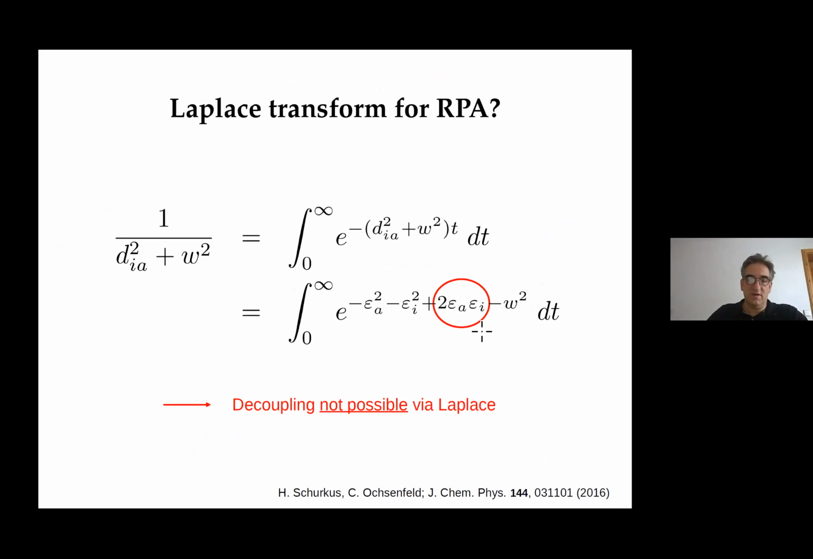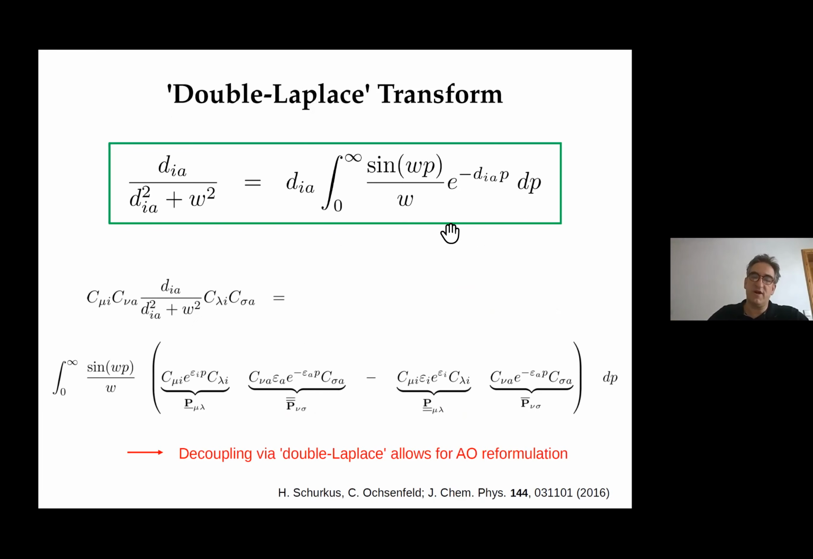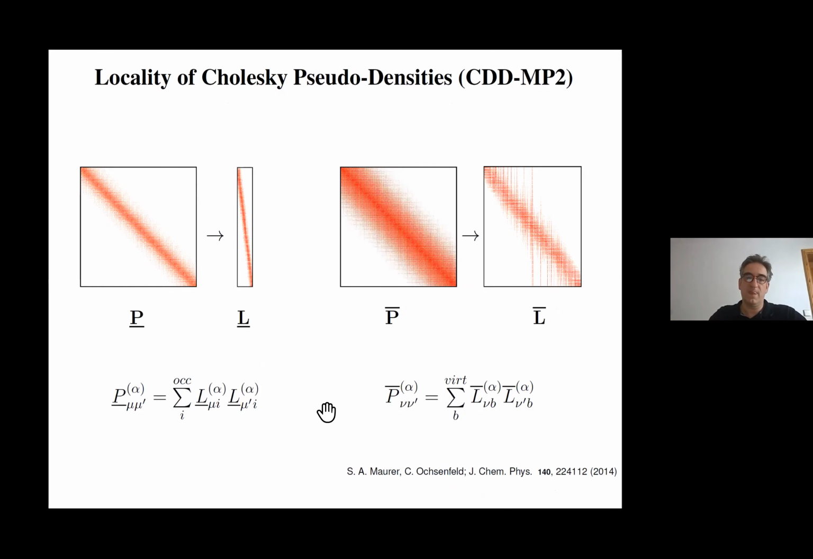And this, of course, kept my former PhD student Henry Schokus quite busy, but he came up with a great idea. He used such a double Laplace transformation, we call it double Laplace transformation. It's a sine function combined with an exponential. And then you can rewrite the whole equation again in these pseudo-densities, occupied and the virtual ones. So then we have again an AO reformulation which we can introduce.